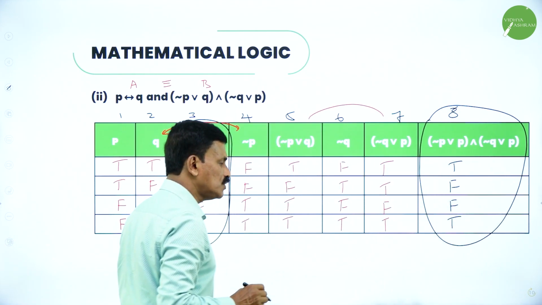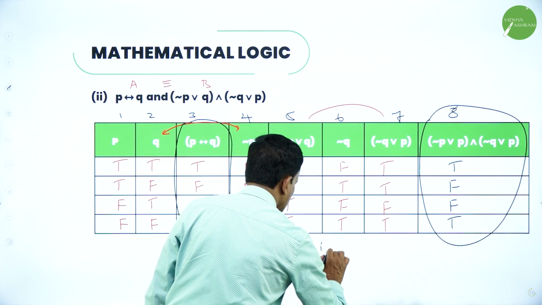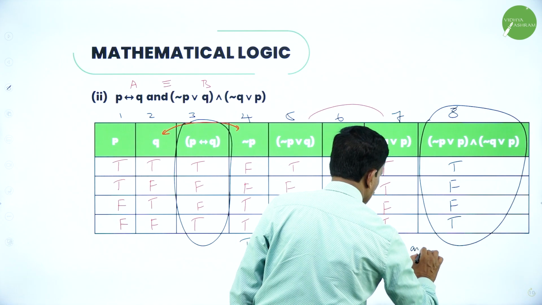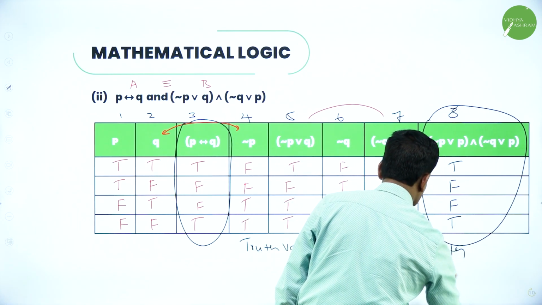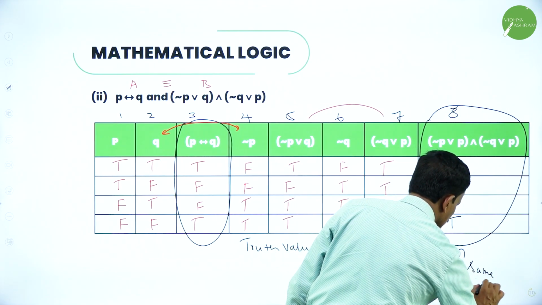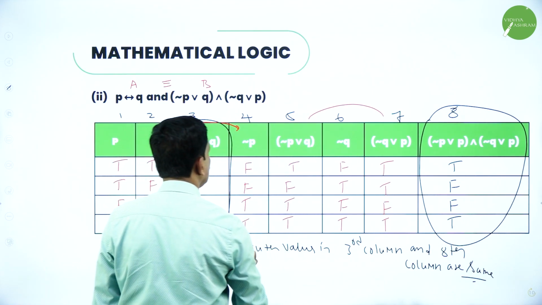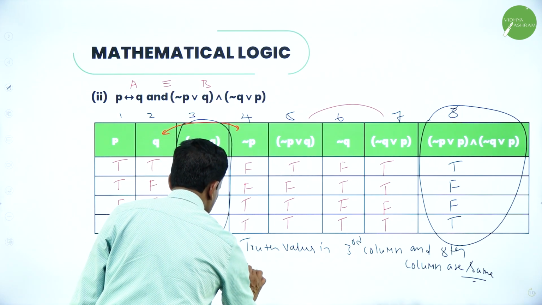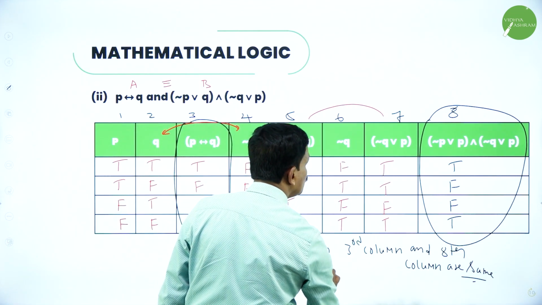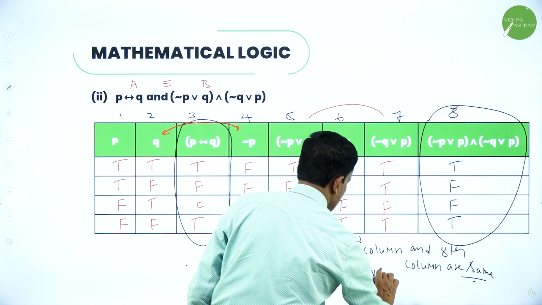That means the truth values in the third column and the eighth column are the same. What do you say? That means they are logically equivalent. So therefore, P biconditional Q is logically equivalent to (¬P ∨ Q) ∧ (¬Q ∨ P).